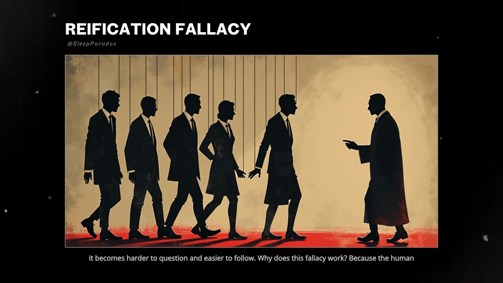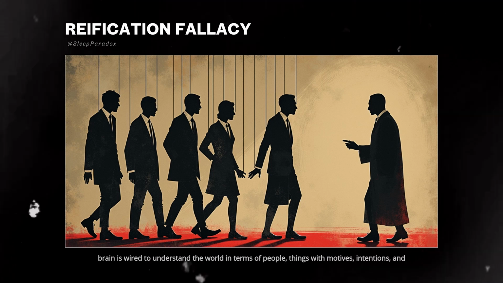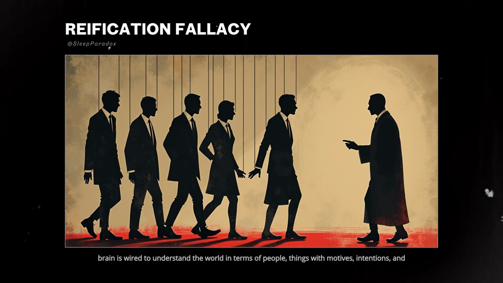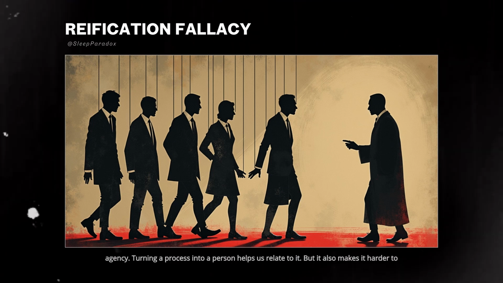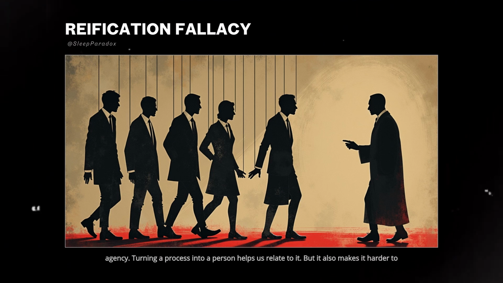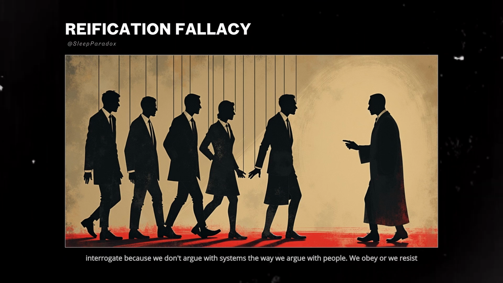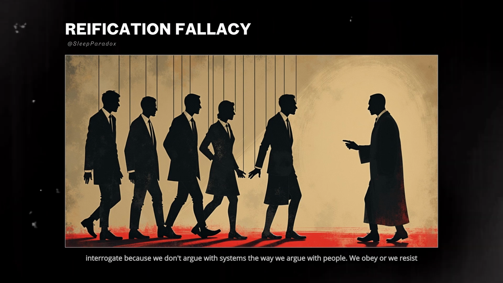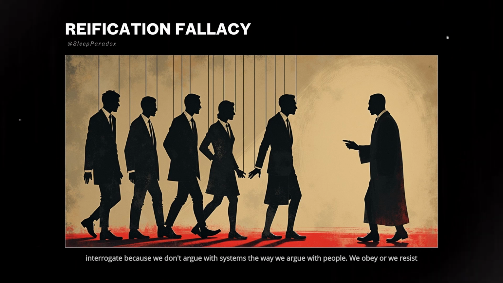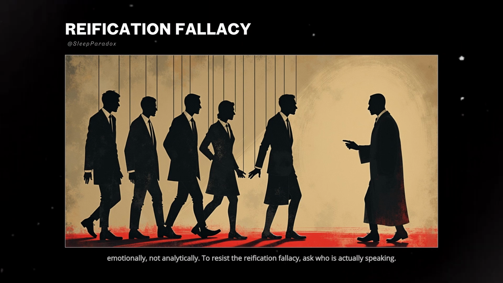Why does this fallacy work? Because the human brain is wired to understand the world in terms of people, things with motives, intentions, and agency. Turning a process into a person helps us relate to it, but it also makes it harder to interrogate, because we don't argue with systems the way we argue with people. We obey, or we resist emotionally, not analytically.